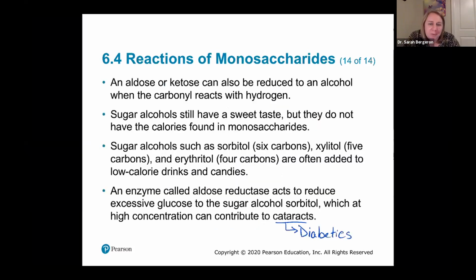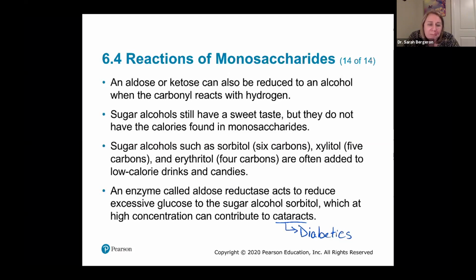All right, so remember how we said that our aldoses and our ketoses can be reduced to an alcohol, right? Well, what's really interesting about these molecules is that they still taste sweet, but we don't process them in the same way. So because we don't process them down and get calories or energy out of them, these are basically our artificial sweeteners. So sorbitol, xylitol, erythritol, all of those are the components that are in those pretend sugars, right?